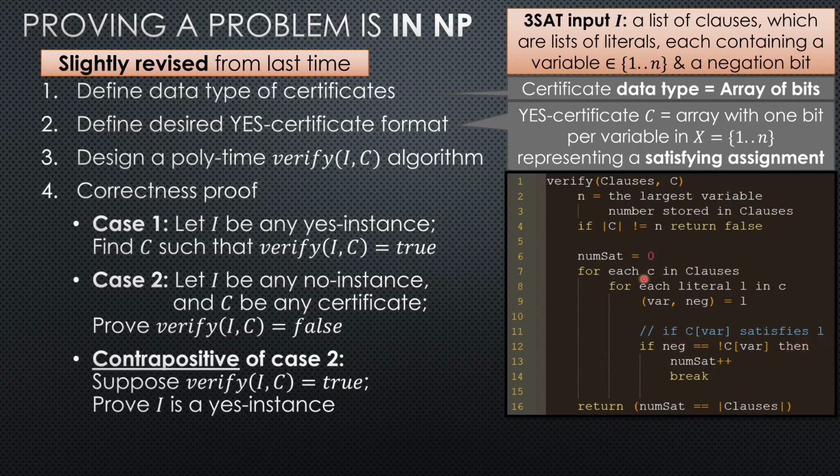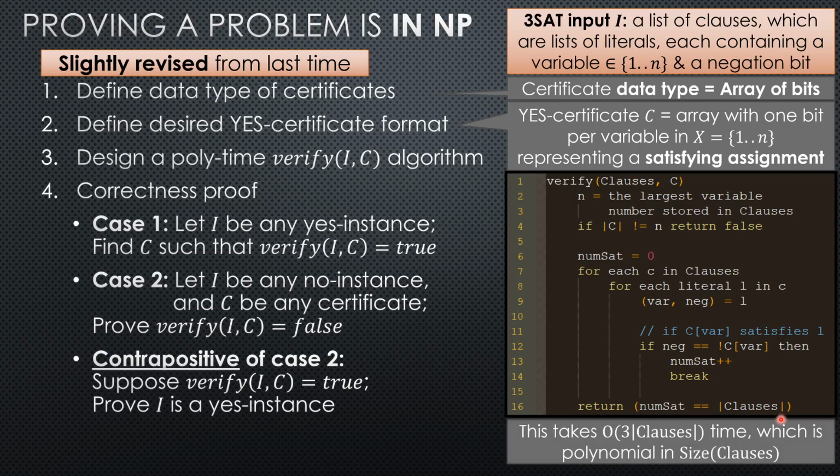Okay, so at the end, after we checked all the clauses, we have a number of clauses that have been satisfied, and we know how many clauses there are in total. That's the cardinality of the list clauses. So we just check: if the number of clauses satisfied is equal to the total number of clauses, we're done, right? We've satisfied every clause. Otherwise, there's a clause that's not satisfied, so we should return false.